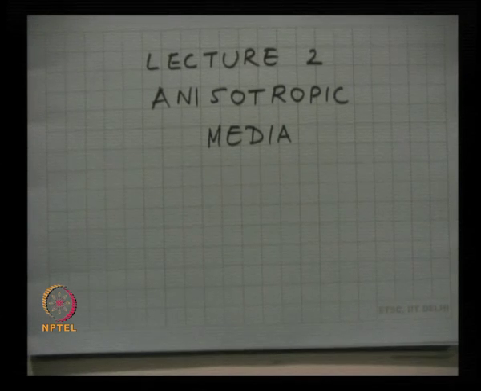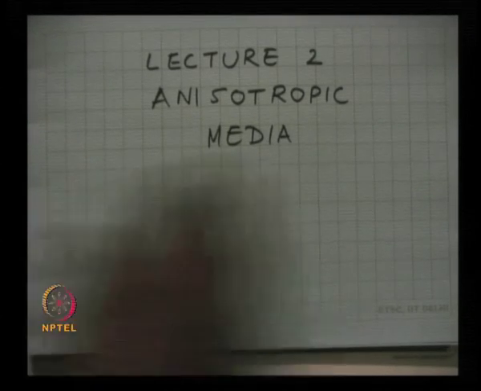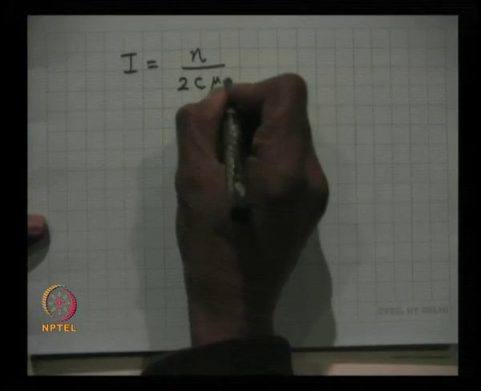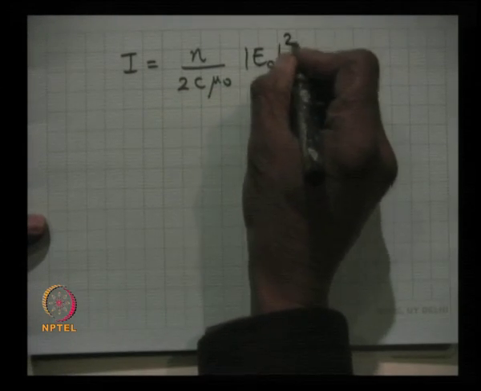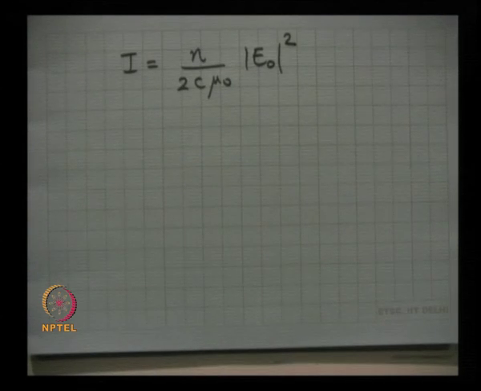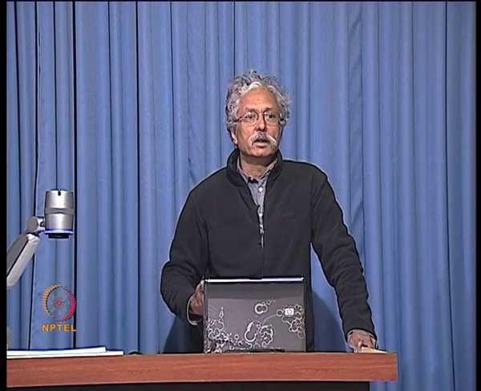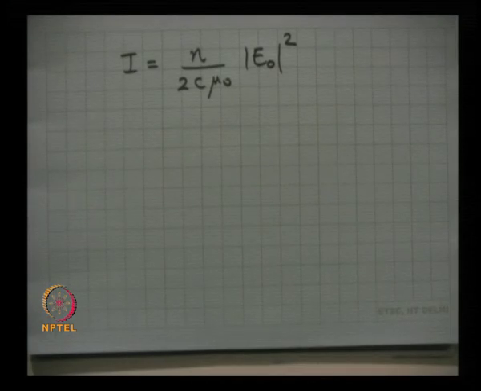Although we will not be using too much of diffraction in the course, I think we should be aware, because remember yesterday we had seen that the intensity is proportional to the square of the electric field. So, intensity we had shown yesterday is I equals n by 2 c mu 0 mod E 0 square. The nonlinear effects depend on the strength of the electric field. The stronger the electric field, the stronger are the nonlinear effects. So, to increase the effects of nonlinearity, you have to increase the electric field, which means increase intensity.